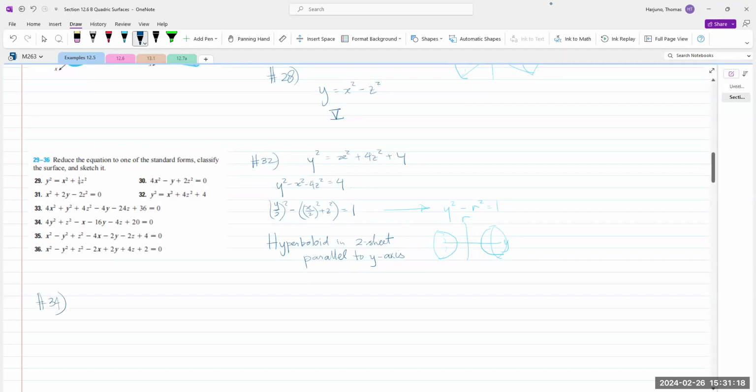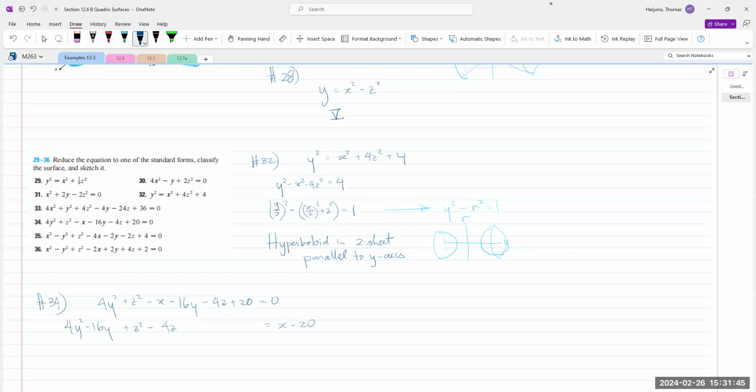Yeah, we have a lot of completing squares here. y squared plus z squared minus x minus 16y minus 4z plus 20 equals 0. So I have 4y squared minus 16y plus z squared minus 4z equals x minus 20.